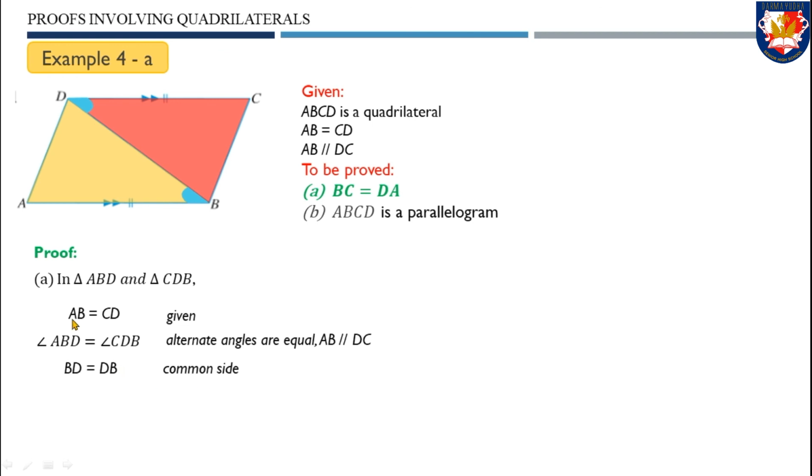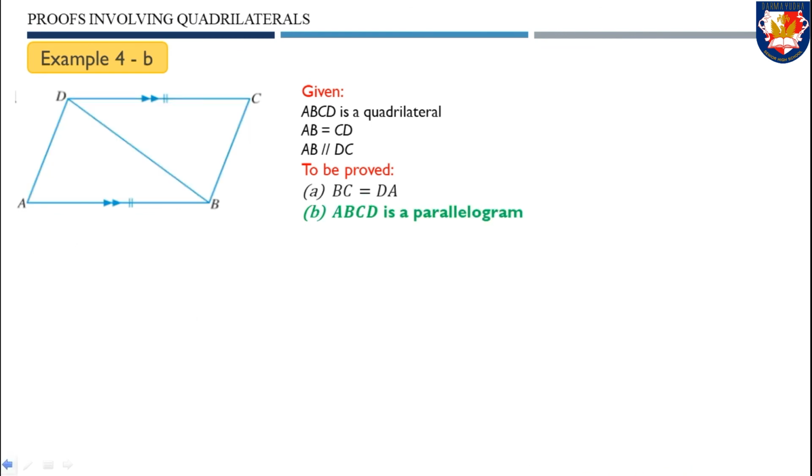We have the corresponding side, angle and side, and therefore we conclude that triangle ABD is congruent to triangle CDB by side angle side congruence. All corresponding angles must be equal and all corresponding sides must be equal for both triangles. Therefore, it is good to write that BC equals DA. This completes our proof for part A.